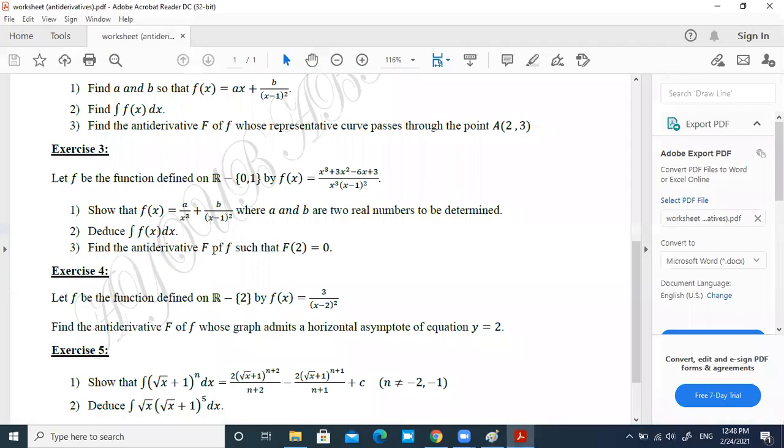Find the antiderivative f of f so that f of 2 is equal to 0. The answer is direct. Let's see the difference between this and this. You are given f of 2 is equal to 0. Here you are not given f of 2 is equal to 3, but you are given a point. You have to understand that f of 2 equal to 3.